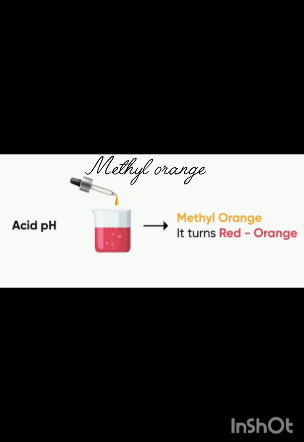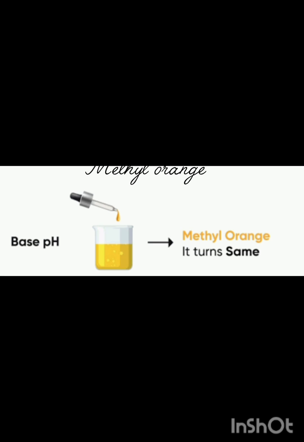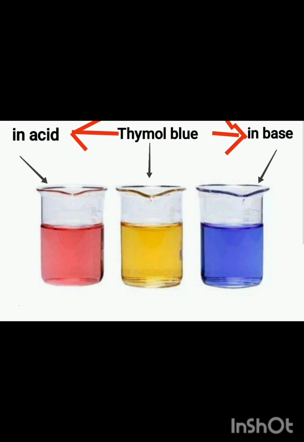Next is methyl orange. Actually, methyl orange is a yellow solid that is orange in color when dissolved in water. Okay? In acidic solution, it appears red, and in basic solutions, it appears yellow. Next is thymol blue. Students, thymol blue has the name blue, but it is not blue. It is a yellow color indicator. Okay? In acidic condition, it turns red, and in basic conditions it changes from yellow to blue.